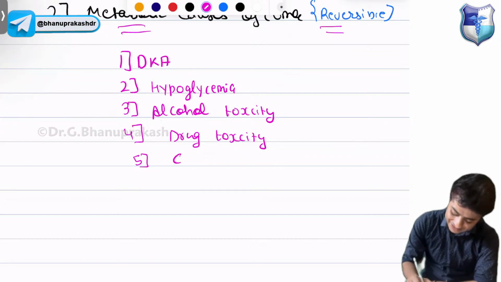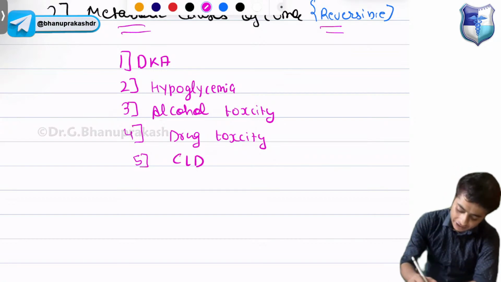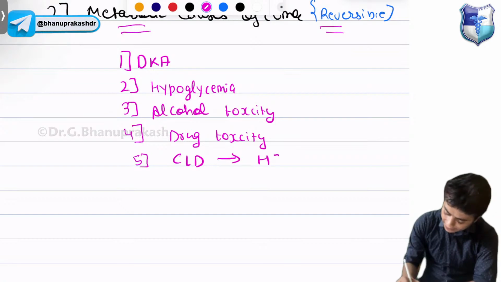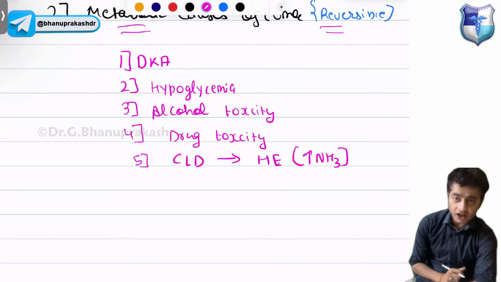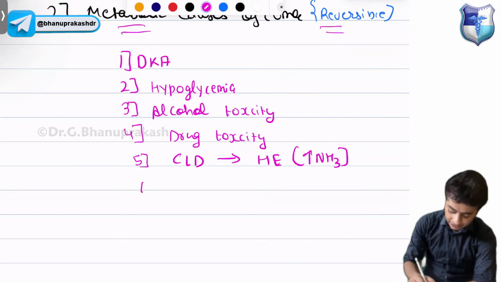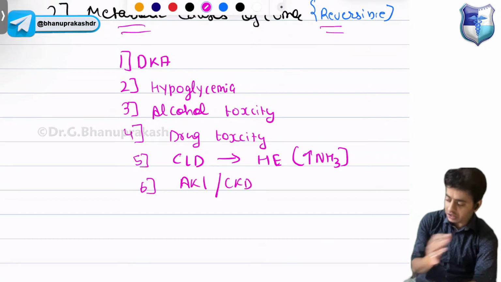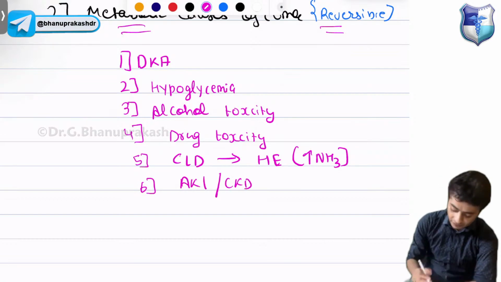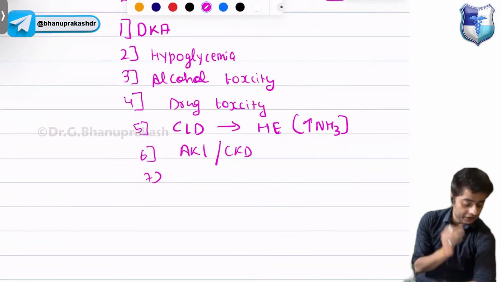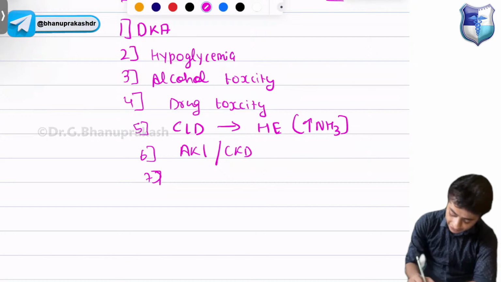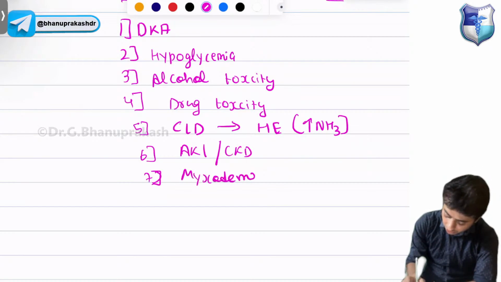If there is a patient of CLD, what happens in a CLD patient? Hepatic encephalopathy. Why? Due to rise in ammonia, and that patient can also go into coma if you are not treating him properly. Other is a patient of AKI or CKD. He or she can also land in coma. Other is if the patient is suffering from hypothyroidism and he or she is not taking drugs properly, he can land into myxedema coma.